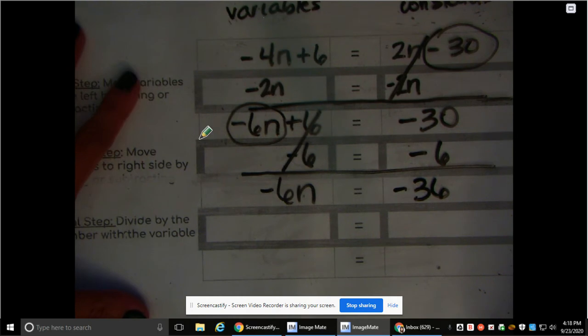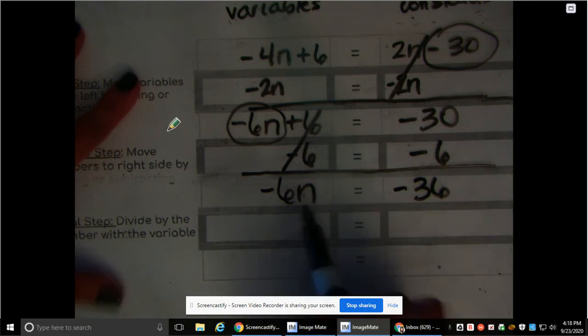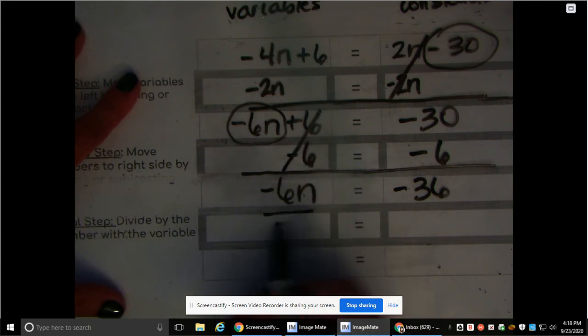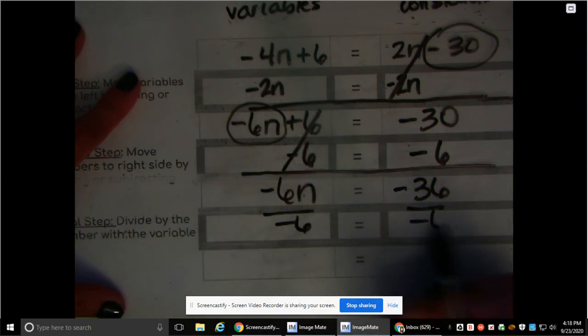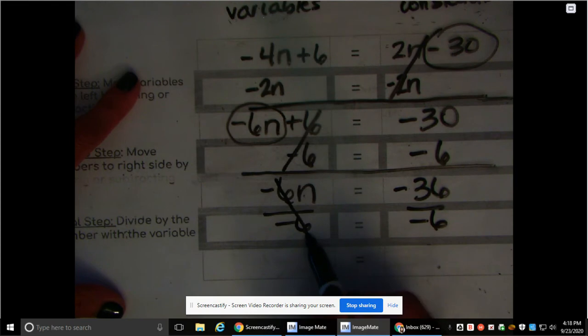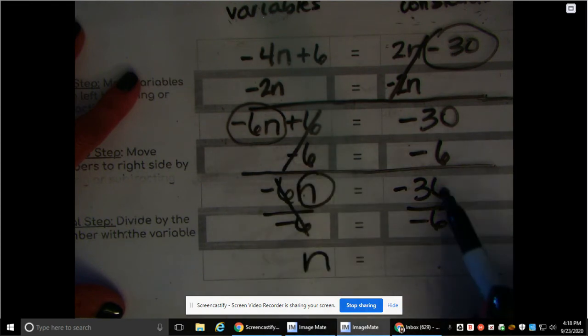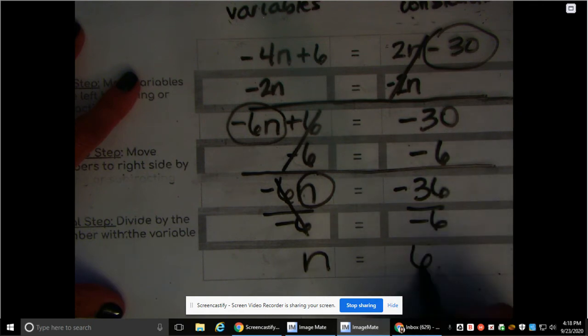The last step to solve the equation is to divide by the number that's with the variable. So we'll divide by negative 6, divide by negative 6. We'll cancel out. All we have left is our n. On this side, a negative 36 divided by a negative 6 is a positive 6.